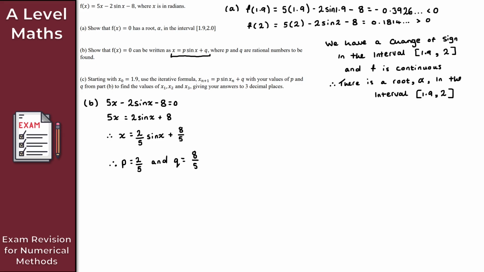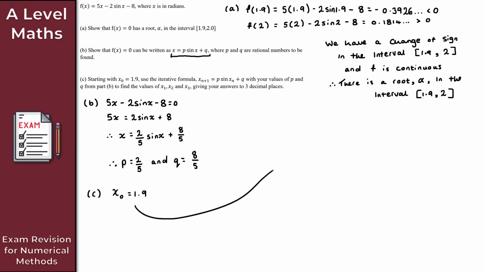So to finish with here then, we have part C. So for part C then it says starting with x naught equals 1.9, use this iterative formula here with your values of p and q from part B to find the values of x1, x2 and x3, giving your answers to 3 decimal places. So for part C then, let's just do this underneath here. To begin with, let's just note then that x naught equals 1.9.